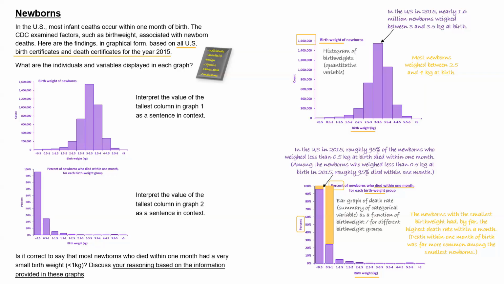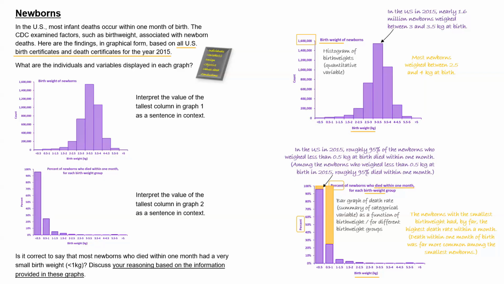Well, we don't know that because, again, the second graph is not a histogram. You might think, well, for the smallest newborns, it's a 95% death rate. And for the next smallest group, it's a roughly 25% death rate. So surely most infants that died must have been very small. Well, the fact is there were very, very few tiny newborns. And we know that from the first graph.